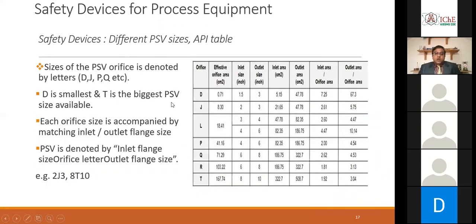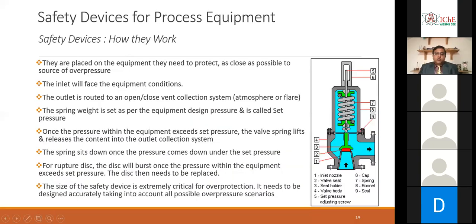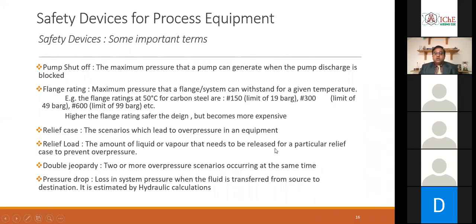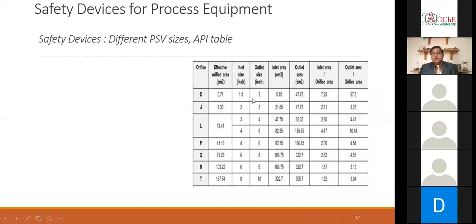So D is the smallest and T is the biggest. Each of the orifice sizes is accompanied with an inlet and outlet flange size. What does it mean? If I put a T orifice here, which is very big, this flange will have to be 8 inch and this flange has to be 10 inch. Similarly, for all the other orifice sizes, we generally have this matching inlet and outlet line size.